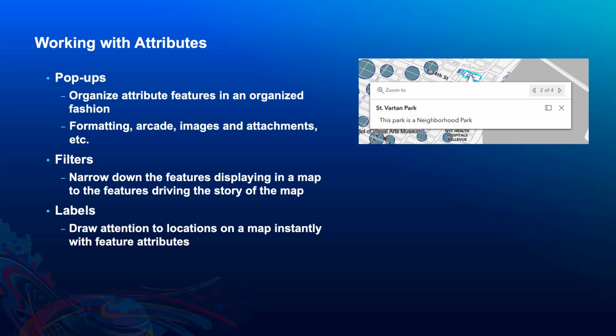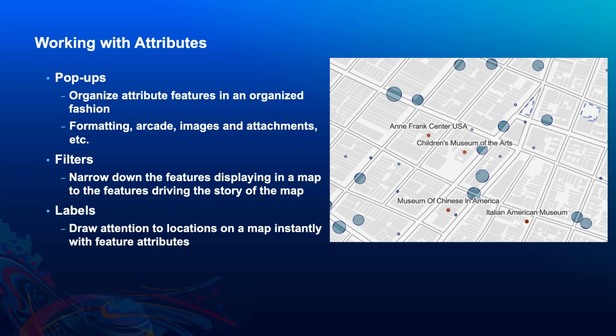Another way we can work with attributes in a feature layer is by refining a feature layer to only display features based on an expression. We can do this by using filtering in the map. A filter can be used to present a specific narrative on a map by only showing certain features from that layer. Finally, we can even look to displaying attributes directly onto a map using labels.